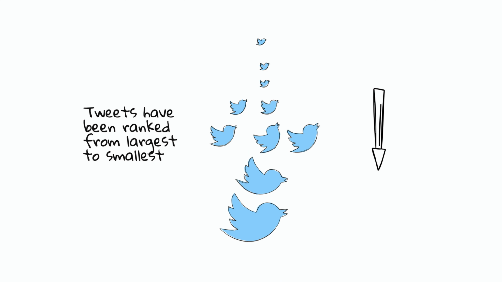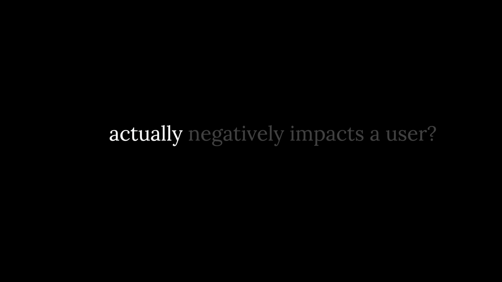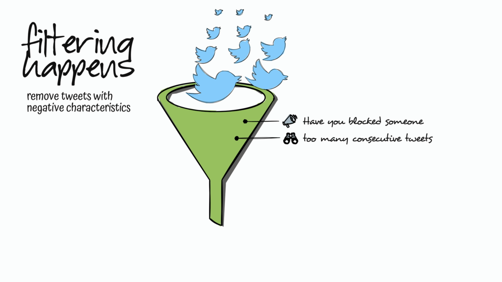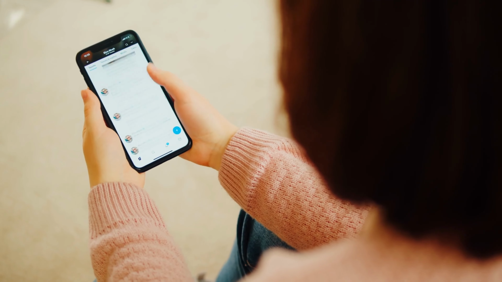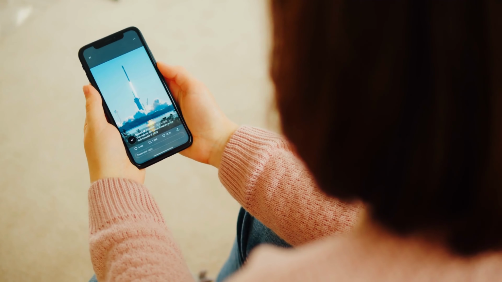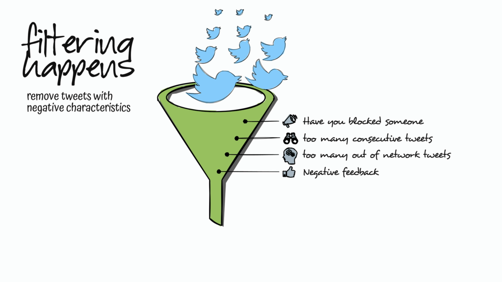So once the tweets are ranked, we now go through filtering for negative characteristics. So are there any characteristics that the tweet has that actually negatively impact a user? This can be something like, if you've blocked or muted someone, the tweet might get filtered. If you see too many out-of-network tweets, so if you have a timeline where there are a lot of tweets from people or authors that you don't know, the tweet may be removed. Has a viewer provided any negative feedback to the tweet? Are there too many hashtags on the tweet? It will also get removed.